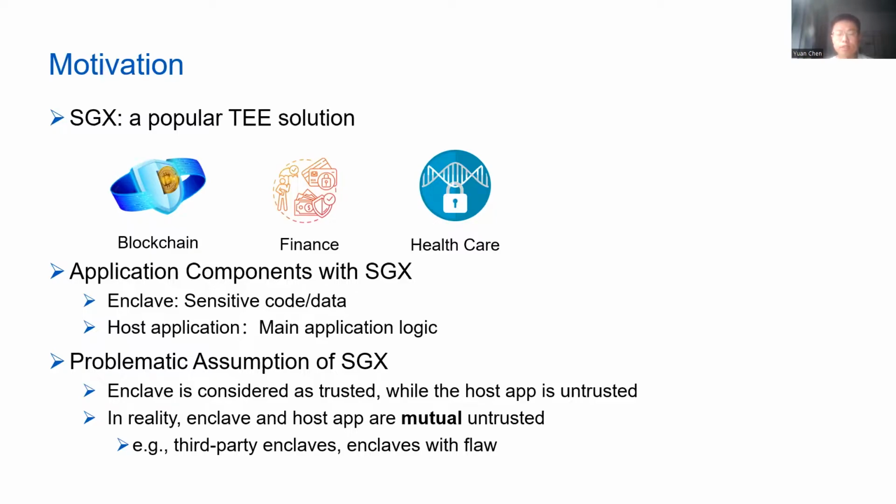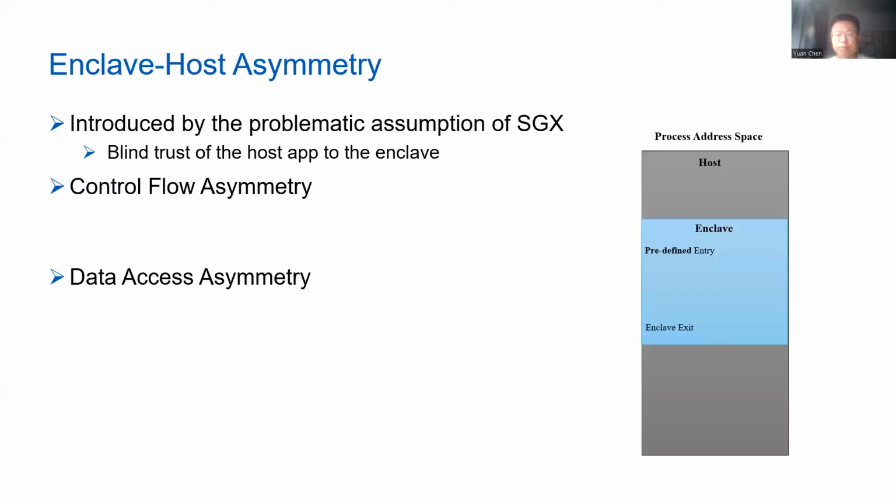The host application is where the main program logic resides and acts as a proxy for the enclave to interact with the outside. In the design of SGX, it assumes that the enclave is trusted while the host application is untrusted. However, in reality, the enclave and the host application are mutually untrusted, such as third-party enclaves with flaws, which means the assumption of SGX is problematic.